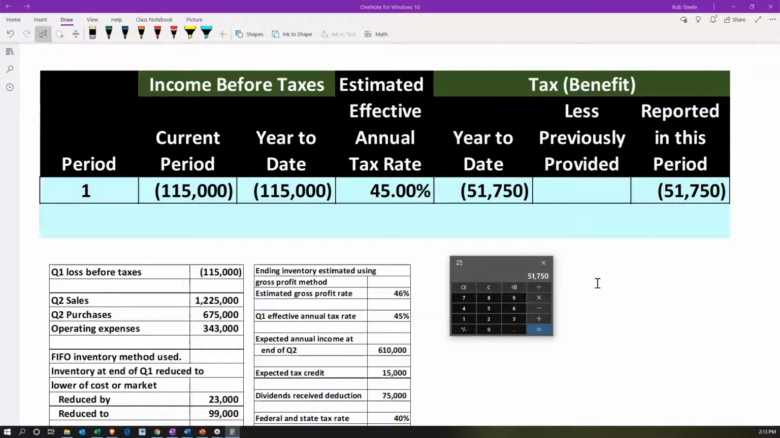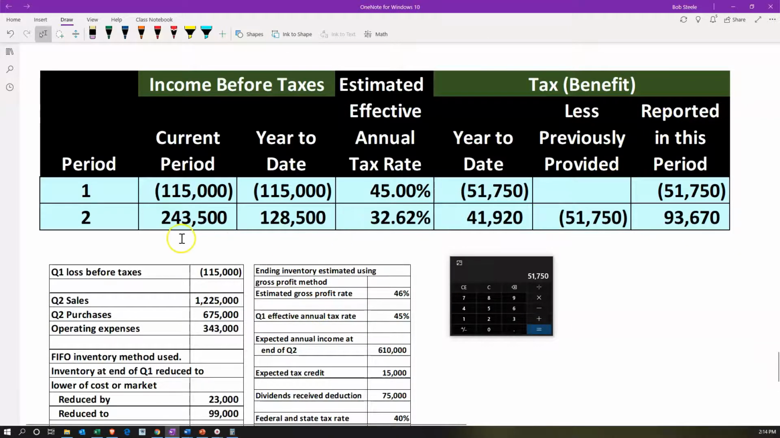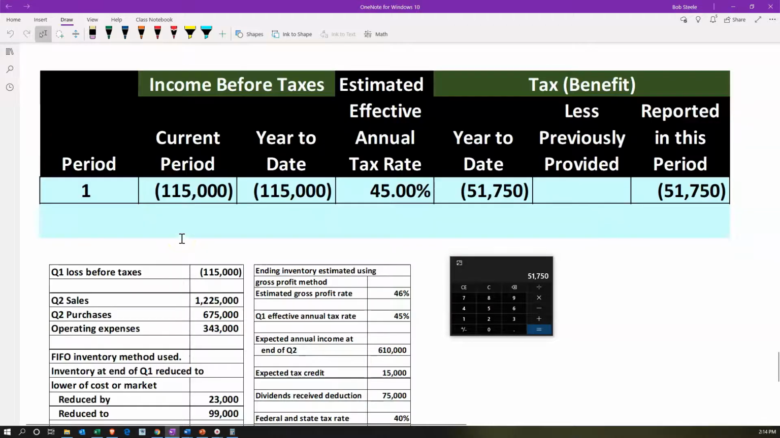So the question is, do we benefit from that? And if you could carry it back, which is typically the case in the law, then you would benefit, and therefore you would have a tax benefit instead of an income tax expense, which would not normally be a good thing. So that will just pull over to the reported in this period, and then we're going to go to the second period, where we're going to pull the 243.5.